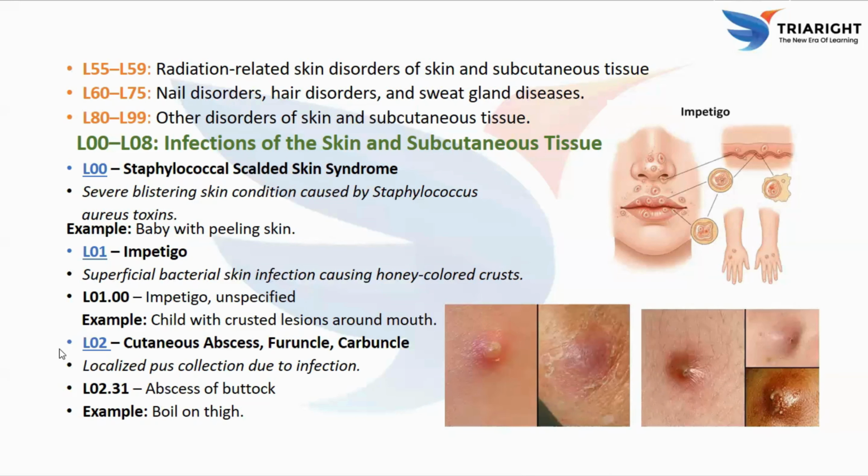Next, you have to always identify the type of infection, whether it is an impetigo or abscess, etc. You have to check the location of the infection, whether a site specific code exists in L02. If documentation does not specify the site, you have to assign the unspecified code. If the physician mentions multiple abscesses on different sites, you have to assign multiple L02 codes.